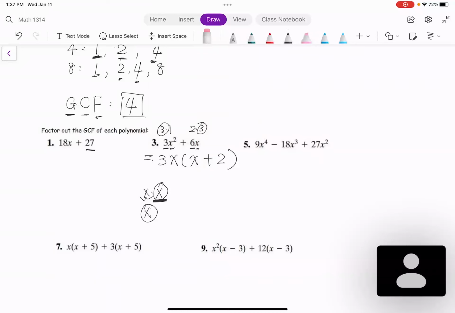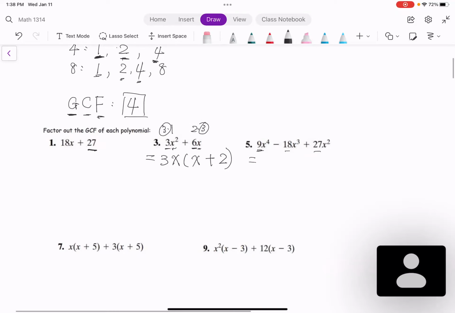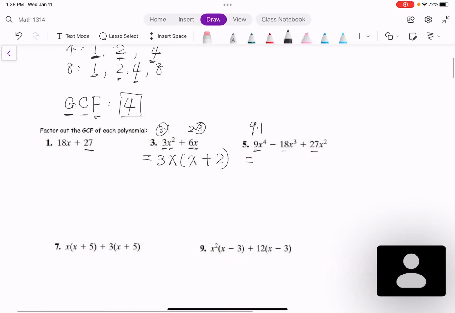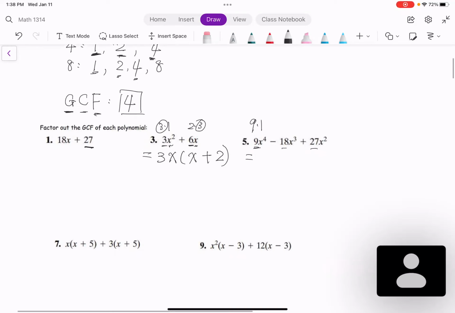How about the next one? Next one, we have 3 terms. Let's start from the numbers: 9, 18, 27. The greatest common factor from the numbers: 9 equals 9 times 1, 18 equals 9 times 2, 27 is 9 times 3. So the GCF from the numbers is 9.